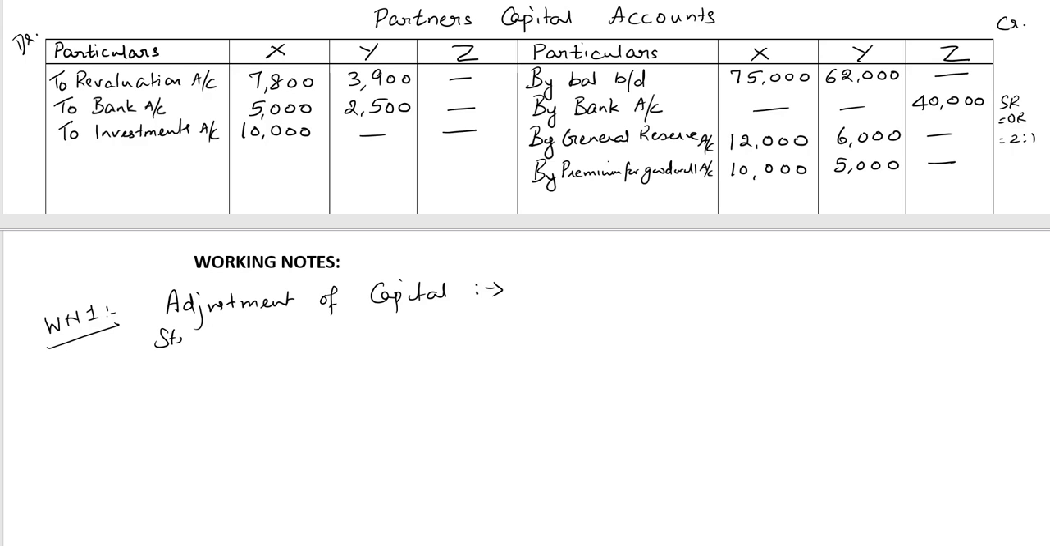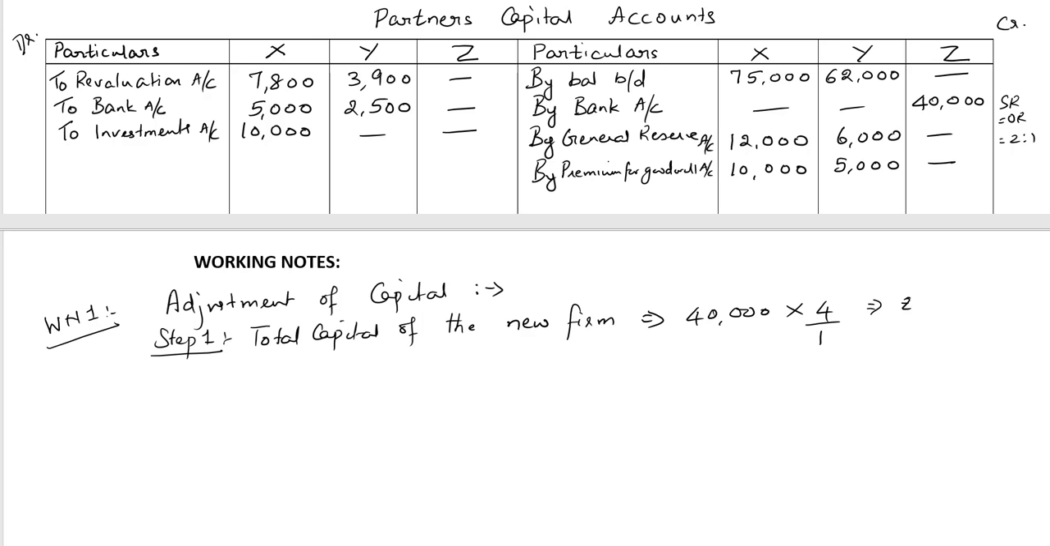The step 1, total capital of the new firm. We need to take the incoming partner's capital rupees 40,000 and multiply it with the reciprocal of Z share in profits. Z share in profits was given in the problem as 1 divided by 4. So we will multiply by 4 divided by 1. So we have the total capital of the new firm as rupees 1,60,000.